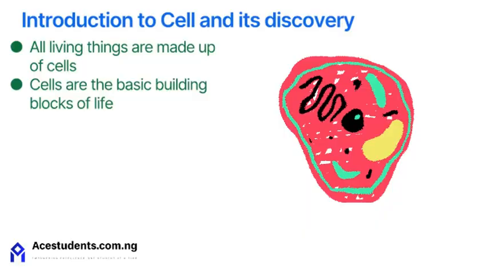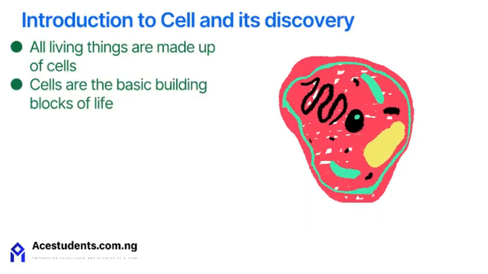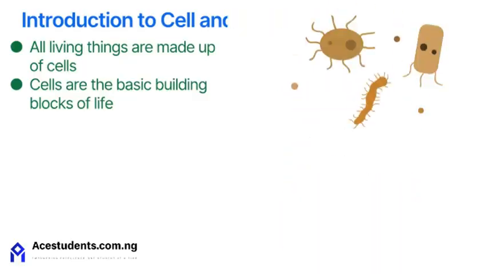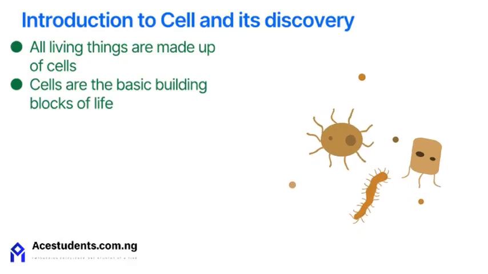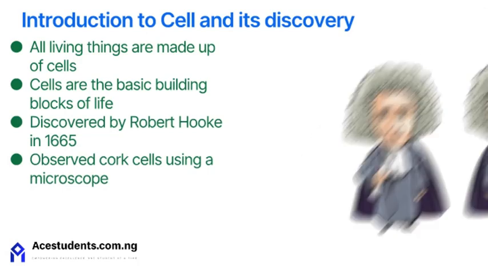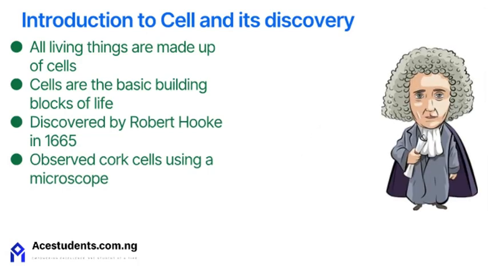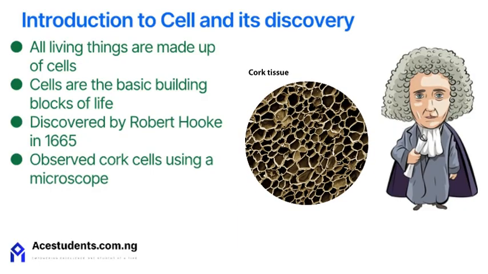A cell is the smallest unit of life. All organisms, from the simplest bacteria to complex humans, are made up of one or more cells. The first cells were discovered by Robert Hooke in the year 1665. He used a simple microscope to observe cork and saw tiny box-like structures.